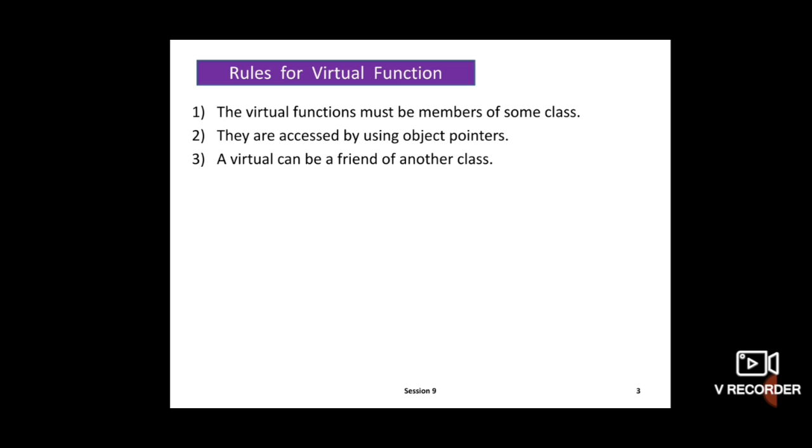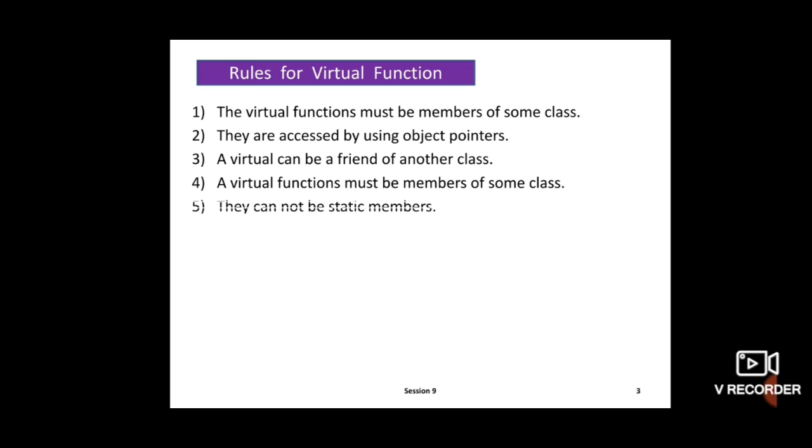A virtual function can be a friend of another class. Means when you declare a virtual function, it can be a friend of another class, so you can access that virtual function in another class. A virtual function must be a member of a class, this is a repeat statement. They cannot be static members. Now you know what static means. If you declare any data type or function as static, it is initialized to 0 automatically, so they cannot be static members.